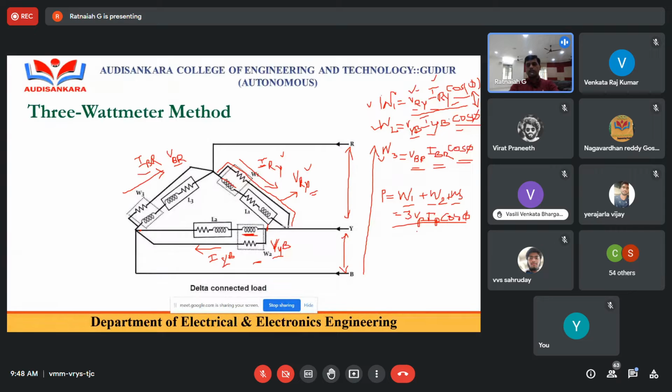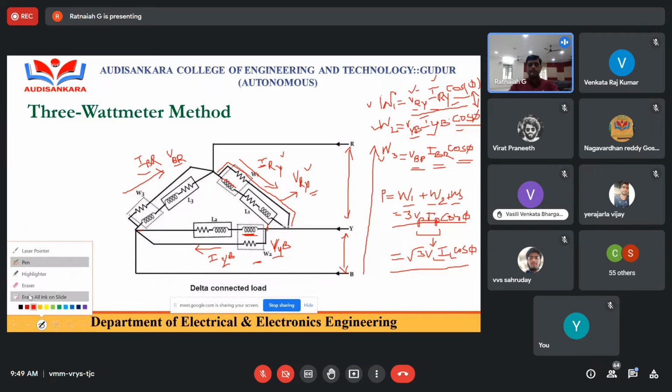If you want to convert this phase into line, the expression can be changed, that is root 3 times VL, IL into cos phi. This statement is only for balanced load. If the load is unbalanced, then this statement will not hold, because three times V phase, I phase into cos phi will not appear, because the per phase impedance will be different.